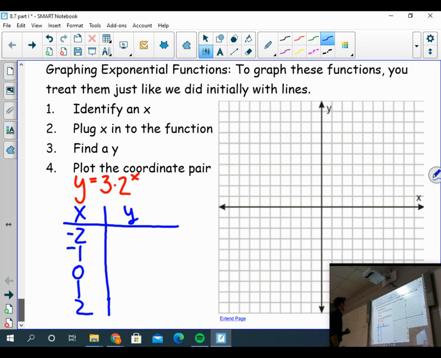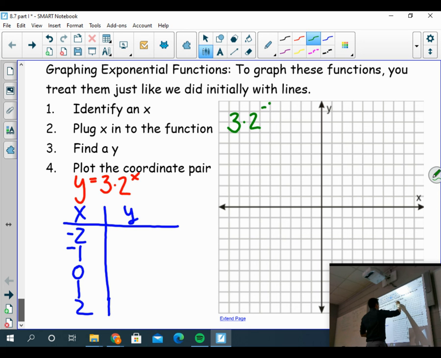So now that we have some x values we want to plug in, in order to graph these, we need to find the appropriate y value. And we find the appropriate y value by plugging your various x values into the function. So we're going to go ahead and plug our various x values in and see what we get.